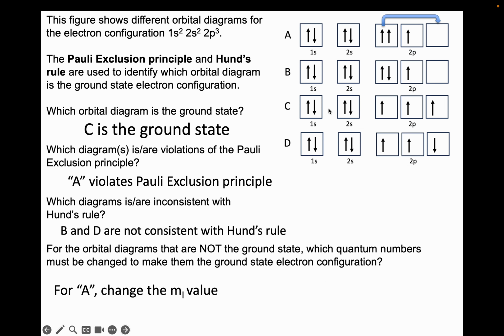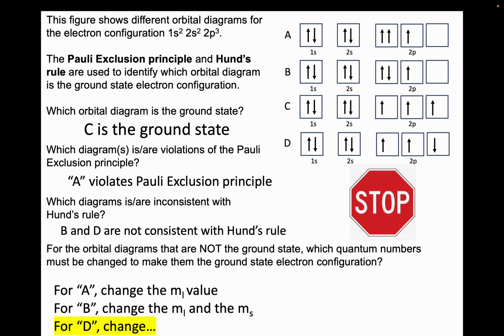How might we make some corrections? So within choice A here, if I want to make that consistent with the ground state, I would have to take one of these electrons and shift it over. And by shifting it over, that's changing the m sub l value, because each of the boxes represents an atomic orbital with a different m sub l value amongst these 2p. How about in this case? I would need to shift one of the electrons, and if I were to shift it, instead of being spin down to spin up, I would have to change both the m sub l value and the m sub s value.